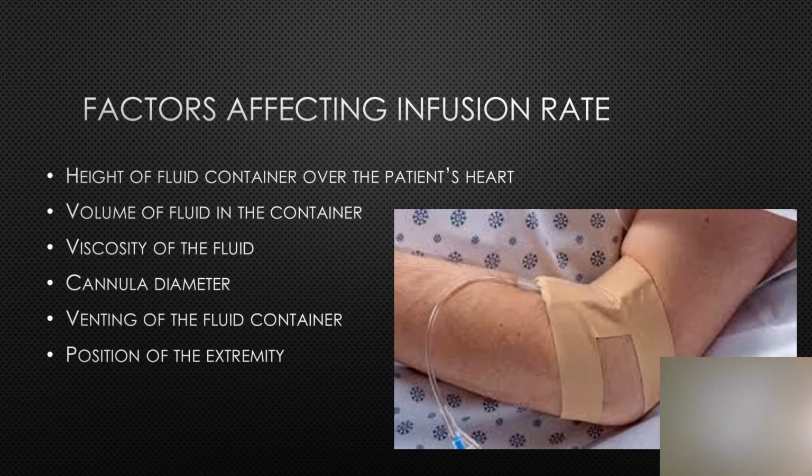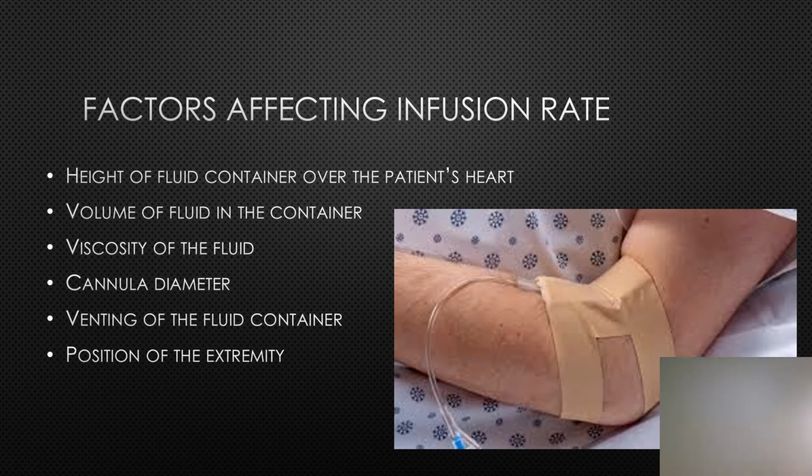There's a variety of things that can affect the flow rate of an infusion unless it's controlled by an infusion device. That would include the height of the fluid container over the patient's heart. The higher the container, the faster the flow rate. The volume of fluid in the container: the greater the volume, the faster the flow rate. The viscosity of the fluid, how thick is it? The cannula diameter. Fluid is going to infuse slower through a smaller cannula.